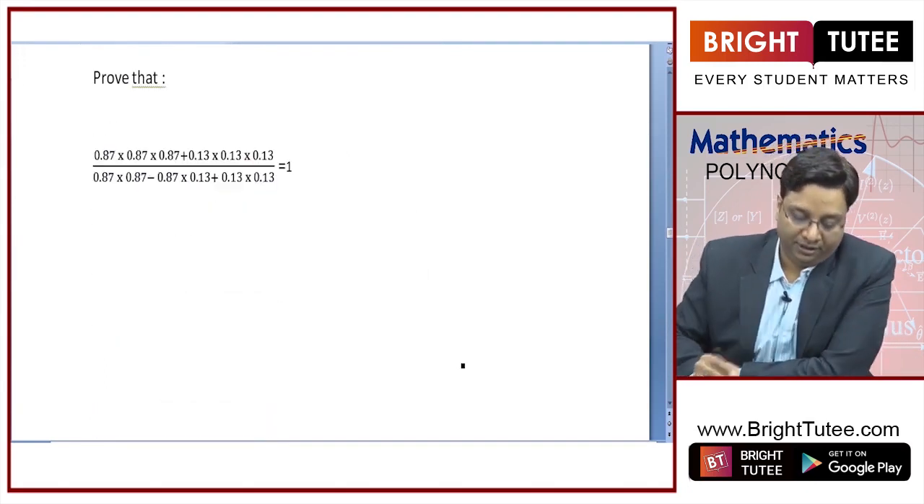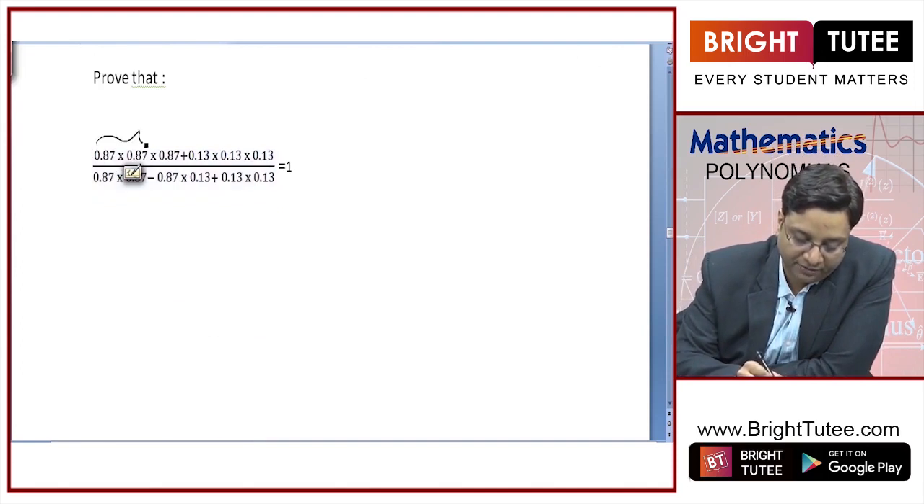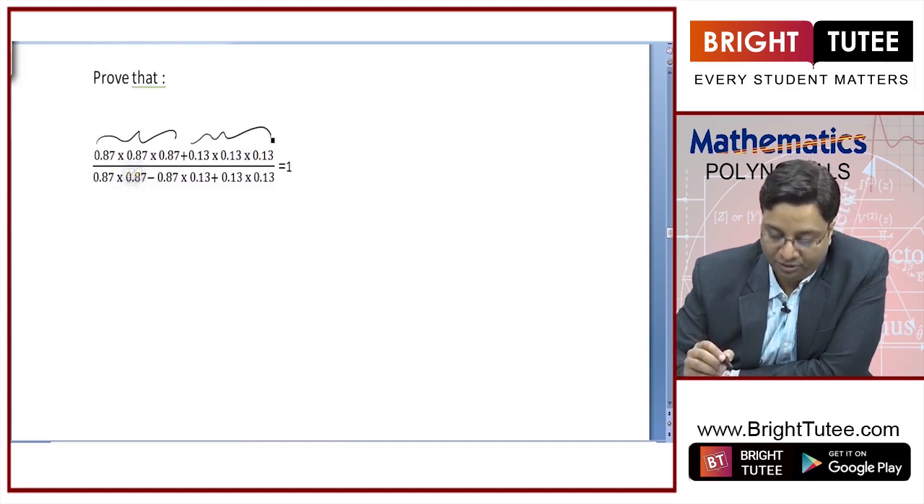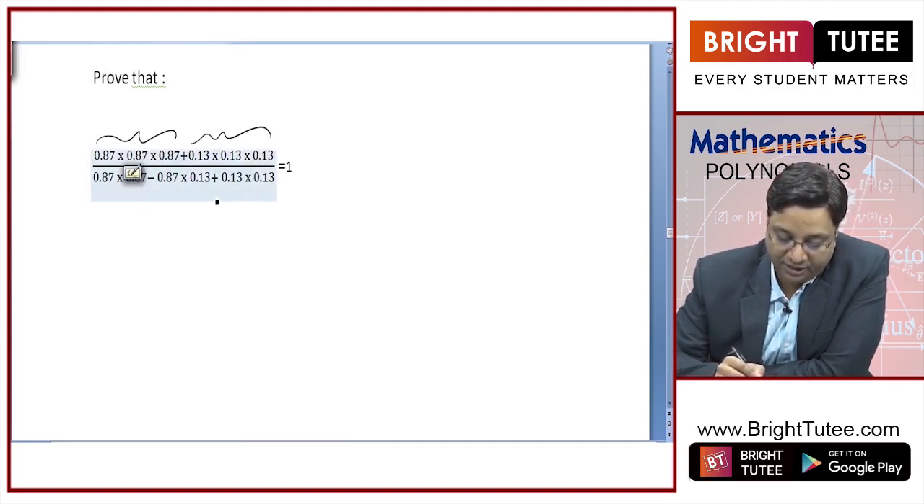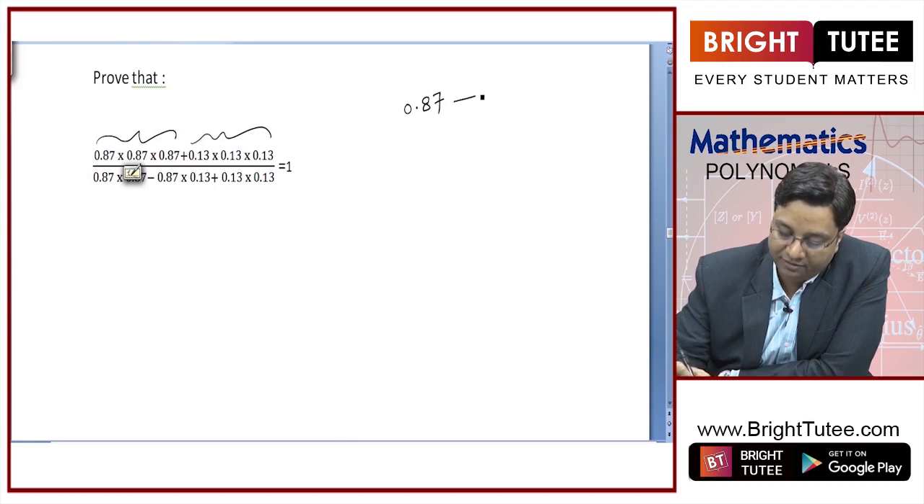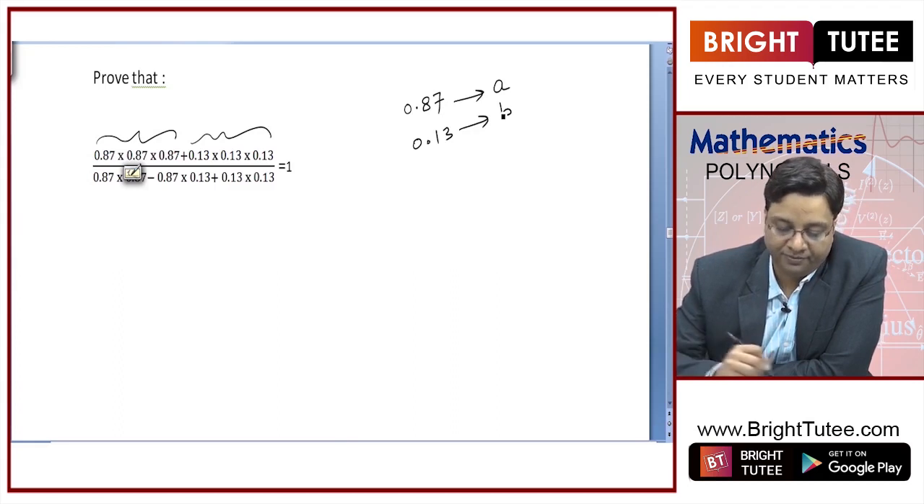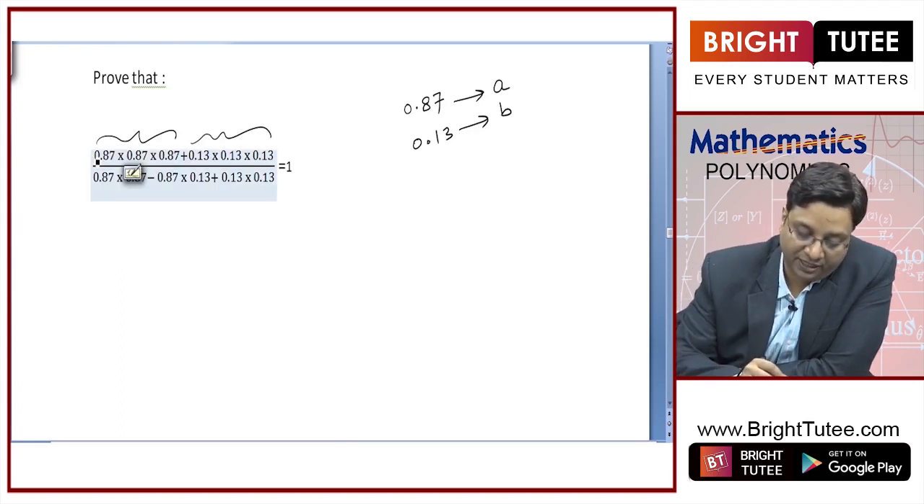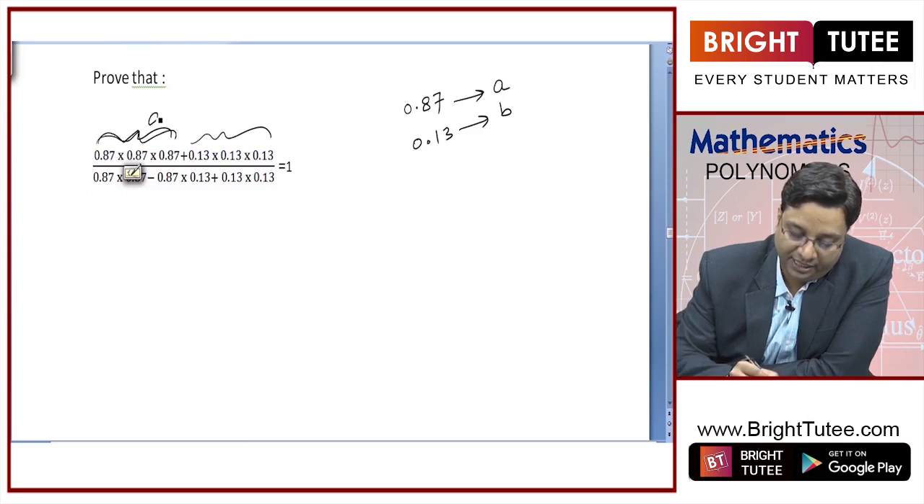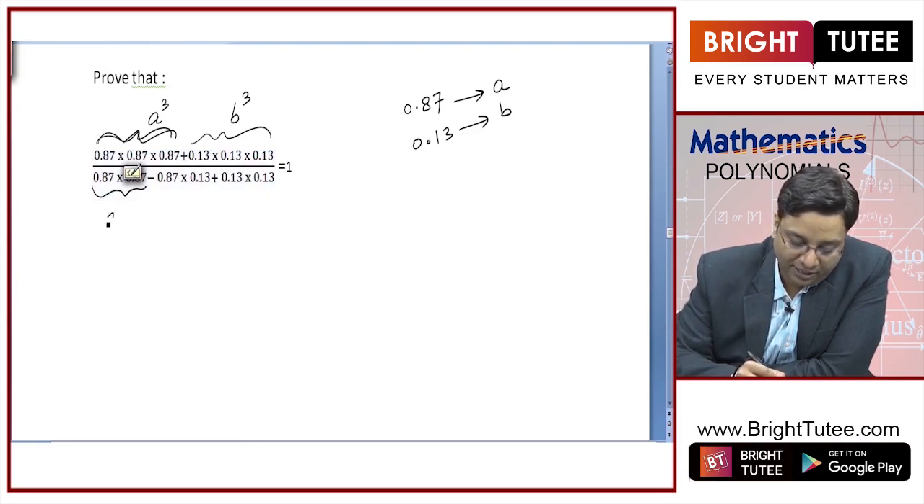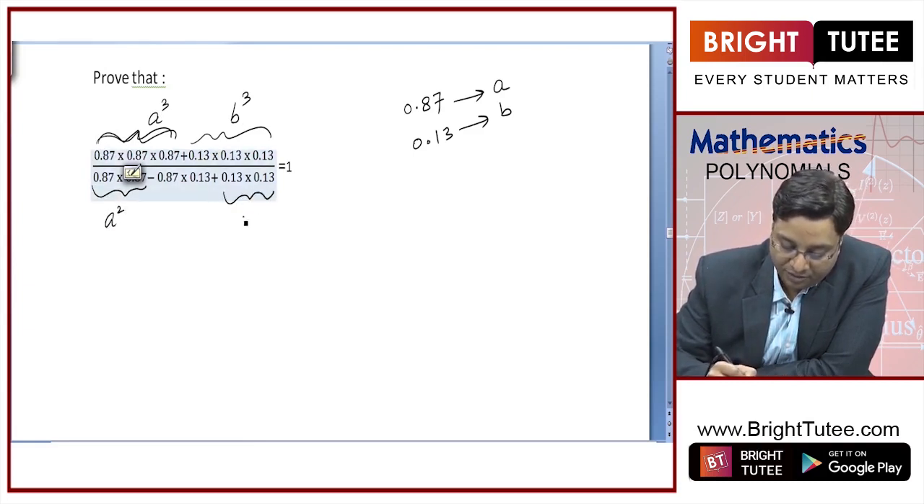Prove that 0.87 into 0.87 into 0.87 plus 0.13 into 0.13 into 0.13, divided by this expression here. Now to look at this expression, if I replace 0.87 by some variable, that is a, and 0.13 by a new variable, that is b, then it will be easier for me to look at this question. Why? This product I can write as a cubed now, and this I can write as b cubed. This is nothing but a square, this is b square, and this is minus ab.